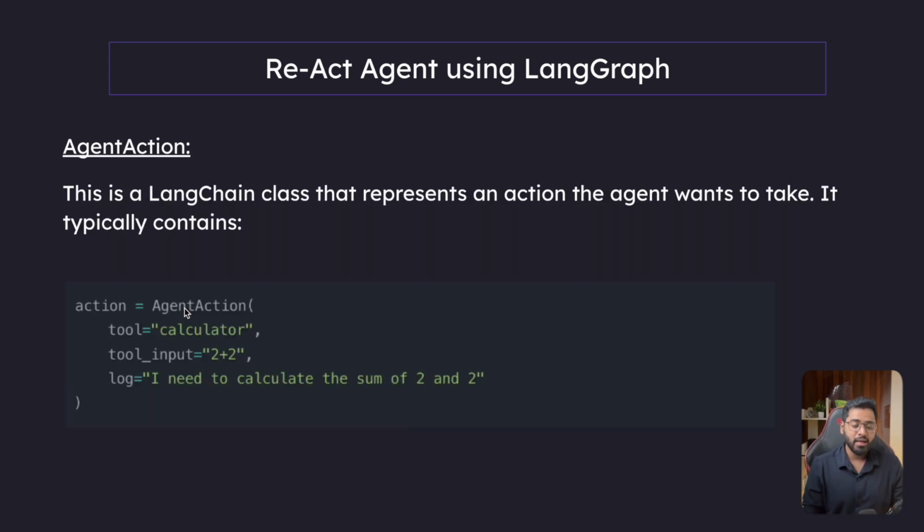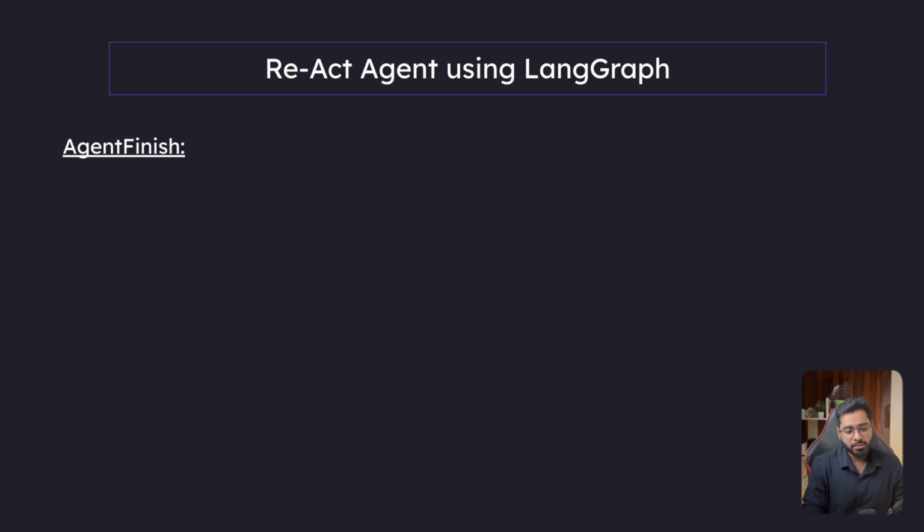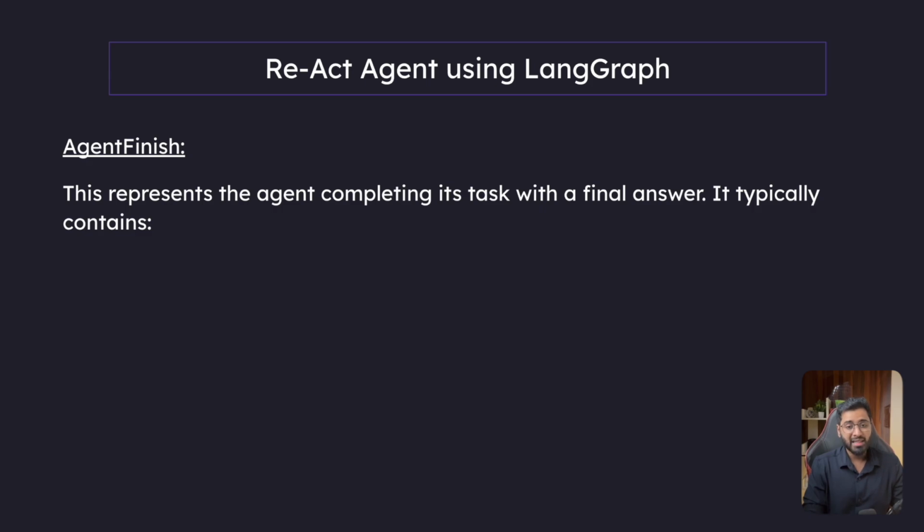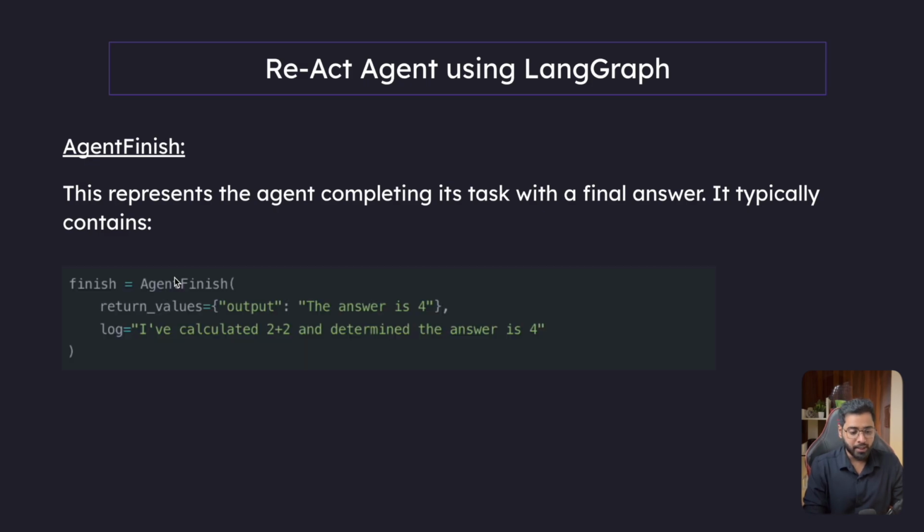In case the LLM does not need to call another tool, it thinks: I don't really need to call a tool, my work is done, I have all the information that I need, I have the final answer. In that case, this particular method, the create react agent method, is going to return the agent finish class. So this represents the agent completing its task with a final answer. It typically contains the output, and the log as well.